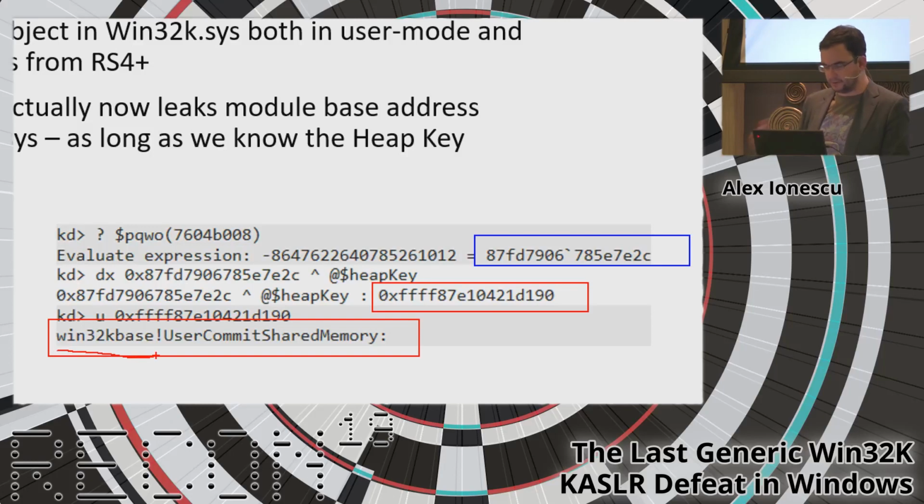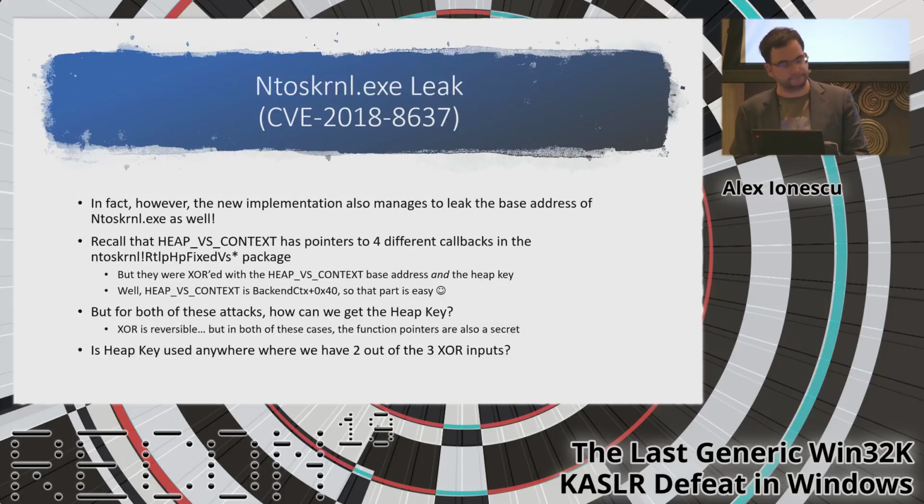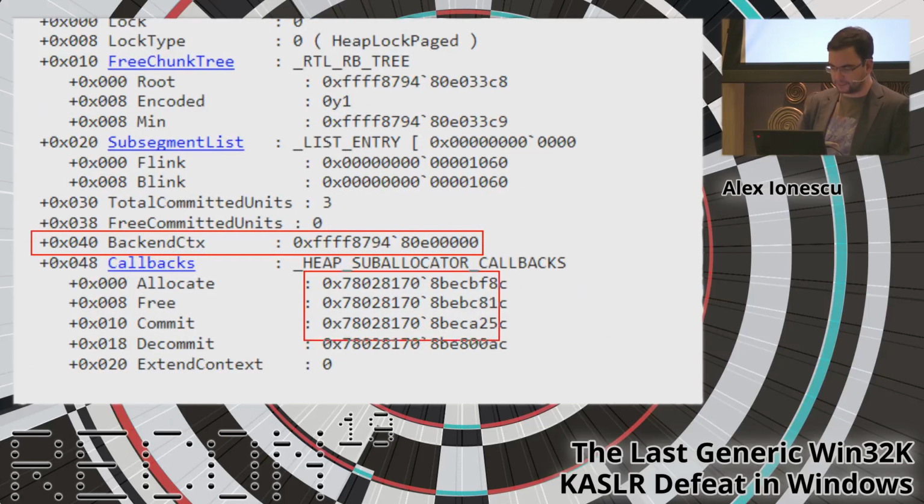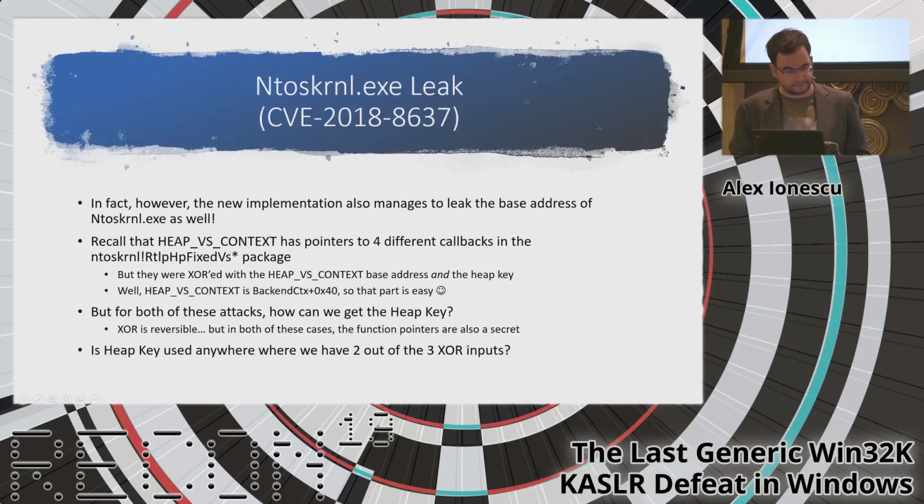Win32k base.sys owns the user heap and the session heap, and that lets you get the other pointer. To make things even worse, you could even get NTOS kernel's base address, because that heap VS context has the allocate, the compare, and the free. If we go back to these routines, these are all XORed pointers that live in NTOS kernel. So if you do know the heap key, which the whole point is here is that there is a way to get it, you can XOR these and now get pointers to ntoskrnl.exe.